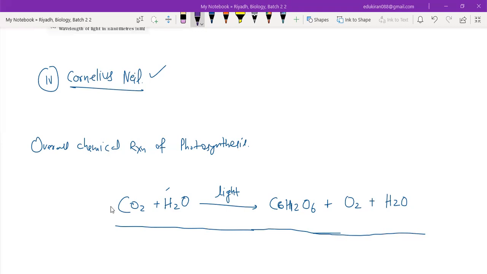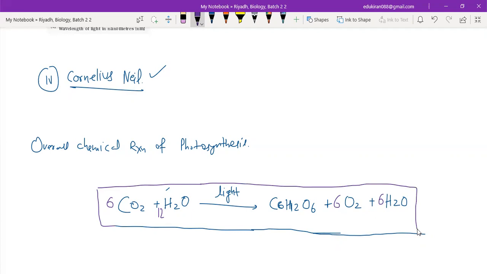Who will tell me the balanced reaction? I'm testing your chemistry. Yes, Mariam. 6 CO2, 12 H2O, 6 O2 and 6 H2O. Is it balanced? Yes, it's correct. Yes, it's balanced. Perfect. So this is the balanced complete chemical reaction for photosynthesis. Okay, just write it down.